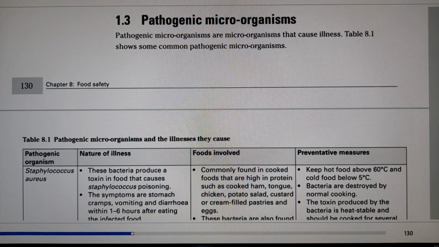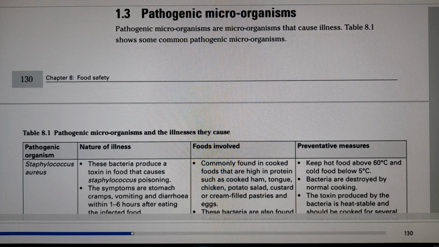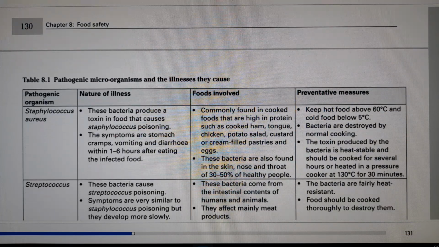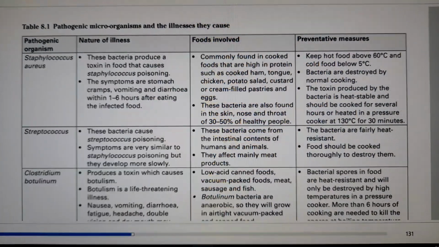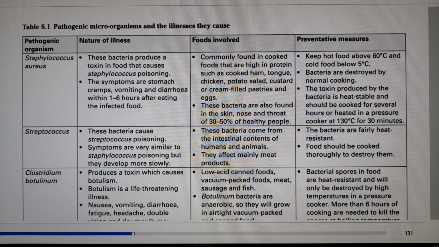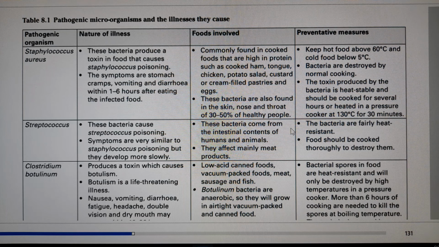Okay, so they say pathogenic microorganisms are microorganisms that cause illness. Table 8.1 shows some common pathogenic microorganisms. Very important. I know it is difficult to pronounce these terms, to know them, but you need to know them because this is being asked in various tests and examinations. So this table, very important, you need to know it.